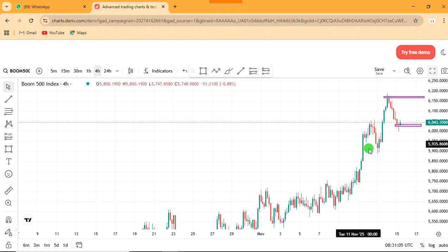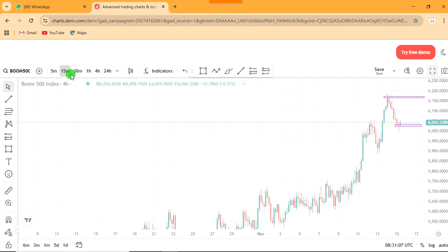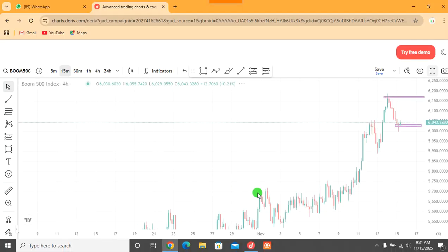Remember, this is not currencies, this is synthetics, meaning it's available on Saturdays, on weekends, and on public holidays.